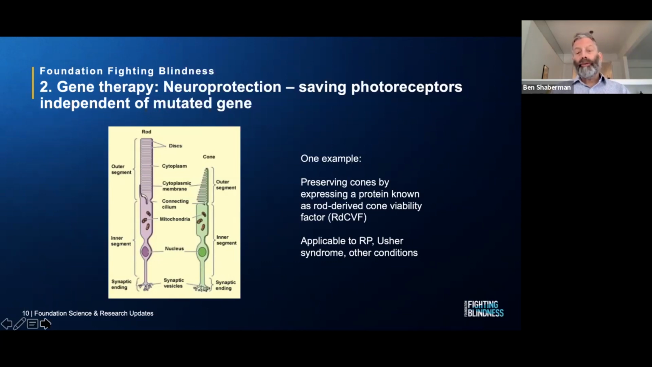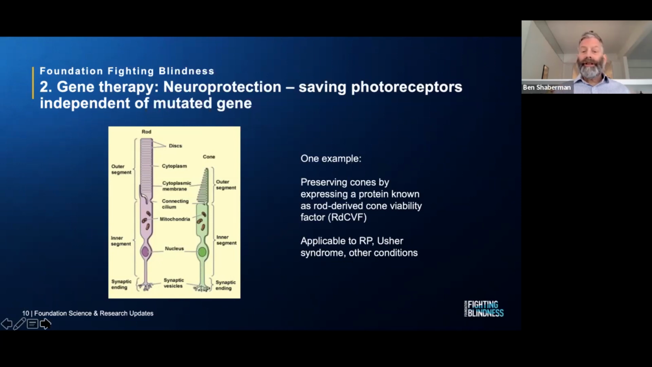produces a protein called rod-derived cone viability factor. And what those researchers discovered is that rods produce and secrete a protein that keeps cones alive. There's a symbiotic relationship between rods and cones. In people with RP, often it's rods that degenerate first, but because rods are important to survival of cones, when the rods go, the cones are lost.